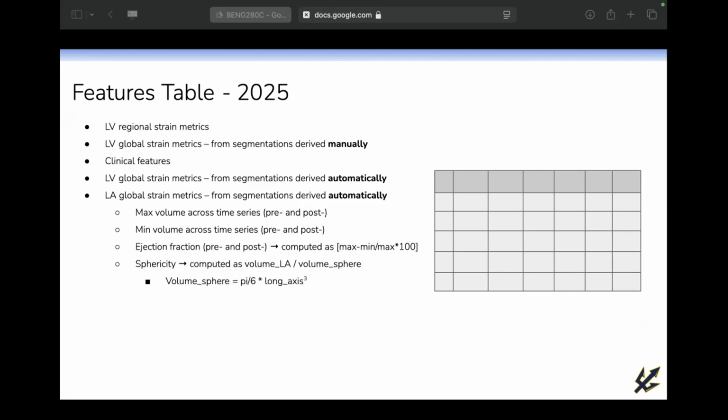The major change is the addition of the left atrium global strain metrics, obviously. These included the maximum and minimum volumes across the time series, almost as proxies for end diastolic volume and end systolic volume for the left ventricle. I also included the left atrium ejection fraction from these values and then the sphericity. To calculate the sphericity, I divided the actual volume of the left atrium by its theoretical volume had it been a perfect sphere, which is calculated as pi over 6 times its longest axis cubed.